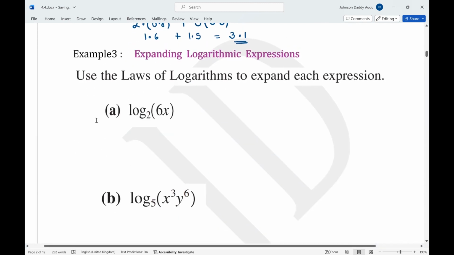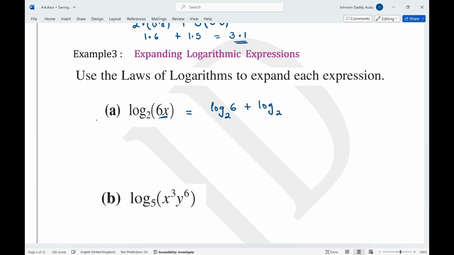Still example 3. Here we are expanding logarithmic expressions. So use the laws of logarithm to expand each expression. When we say expand, it simply means you want to make something bigger, right? For example, here is only one term. If I want to expand this, all I need to do is change this multiplication to addition. So this becomes log to base 2 of 6 plus log to base 2 of x.